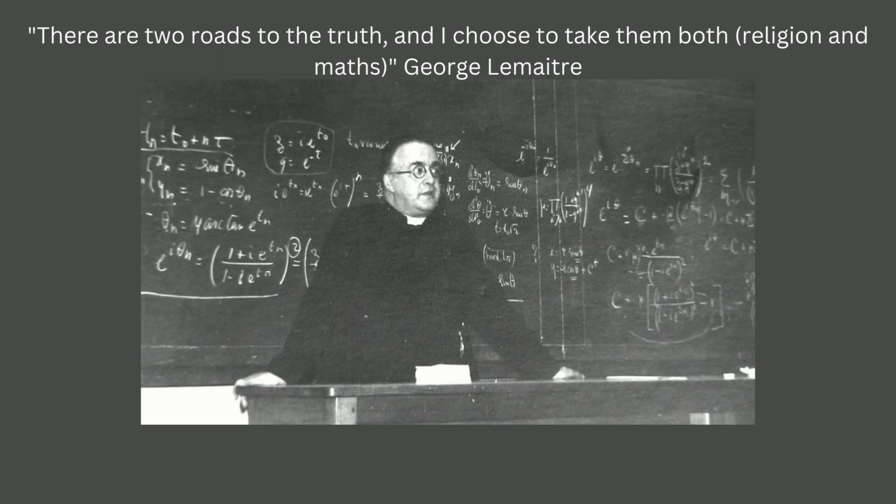Lemaitre thought this is correct. Why? Because he had a different philosophical prejudice. And you might be able to see why, actually, in this photograph, because Lemaitre was a priest as well as a physicist and a mathematician. And he was once asked beautifully, very famously, how can you be a priest and a mathematician at the same time and a cosmologist? And he said, there are 2 roads to the truth and I choose to take them both. I thought it was a nice thing to say.